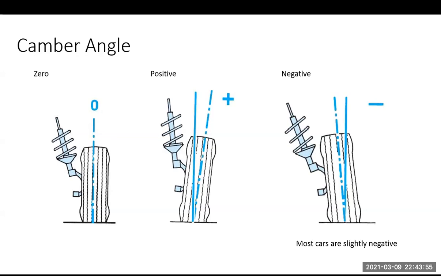Camber is our next angle. Now this angle is picked up off of the tire instead of the suspension. So if the tire is straight up and down as viewed from the driver's seat, then that's a zero camber angle. If the tire is tilted out, that's going to be positive. And if it's tilted in, that's going to be a negative camber angle. Most cars are straight up and down or slightly negative for better handling.